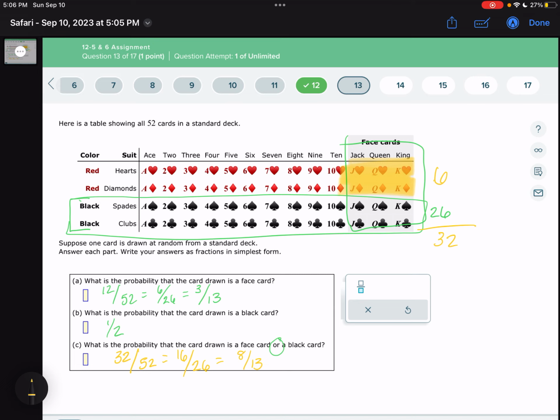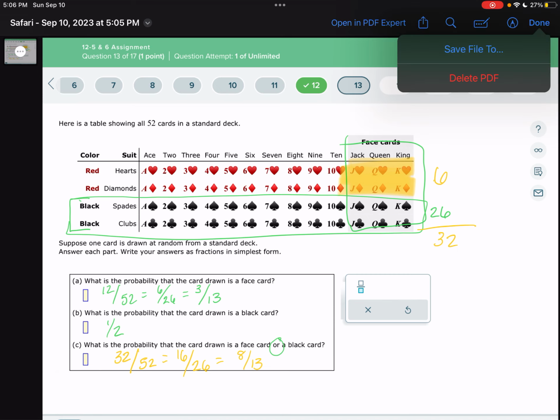You could have done this a different way. That is the way I prefer to do it. I think it's the most visual way to do it if you're a visual person. If you don't understand it this way, I can definitely show you a different way as well.